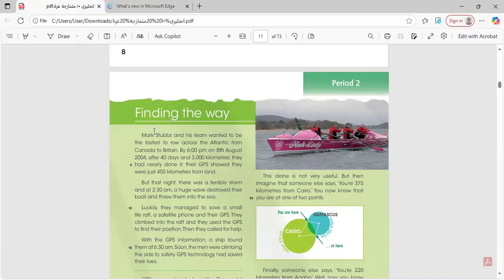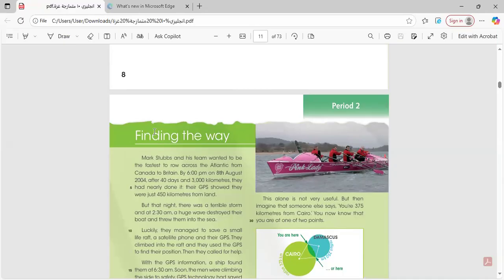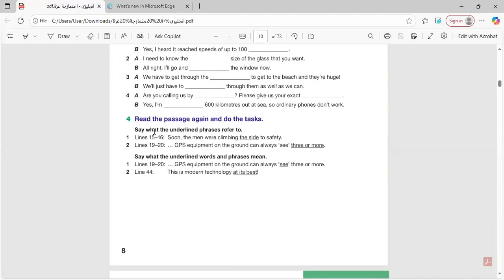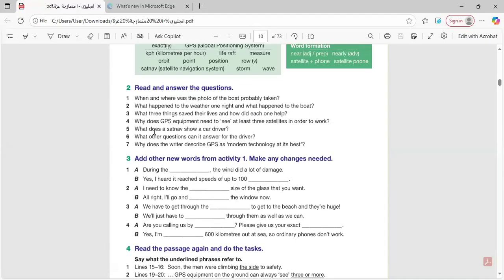When we have to give a time, 6 p.m. on 8th August 2004. Okay, so this is the beginning of their trip from Canada to Britain.